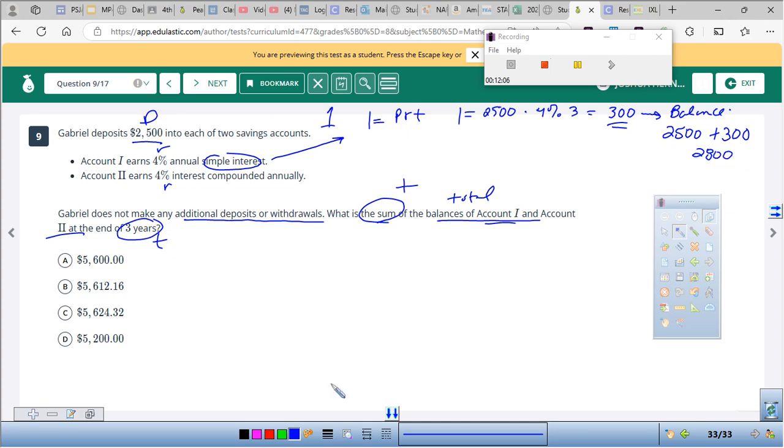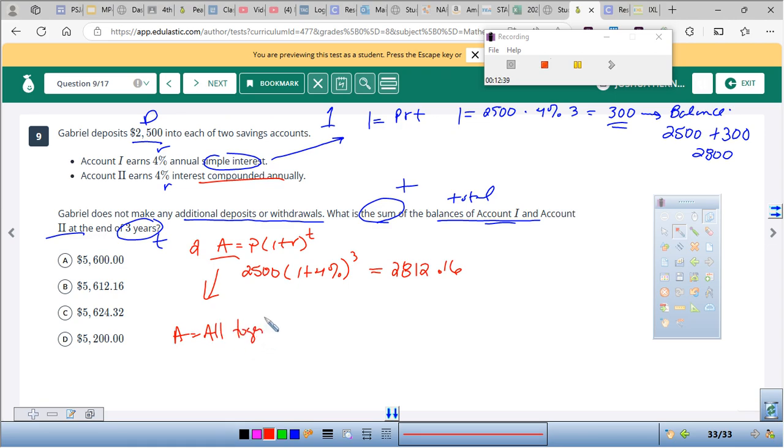Okay, now I want to change color for account 2. For account 2, they're going to use compounded, so A equals P(1 plus R) raised to the T. P is 2,500 times 1 plus, again, 4% to the third power, which gives us 2,812.16. When it comes to the A, I always like to say A is equal to all together, which is your balance.